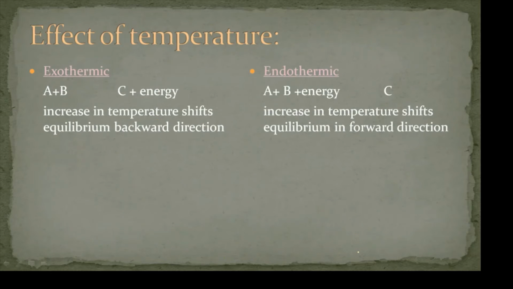That's it. Now, the second one is the effect of temperature. We know that there are two types of reactions, exothermic and endothermic, right? What is an exothermic reaction? When energy is released, that is an exothermic reaction. When energy is absorbed, that is an endothermic reaction. That we know. So write an equation here: A plus B gives C plus energy. In exothermic reactions, the energy term should be included on the product side, whereas in endothermic reactions, the energy term should be included on the reactant side.